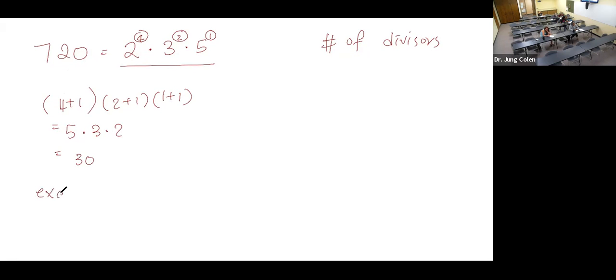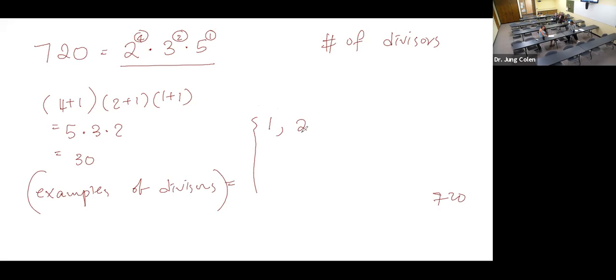Guys, give me some examples of the dividers. Some examples of dividers. So you mean like 1, 1 is a divider. 2. 720 is a divider. Yeah, so you can put any numbers here, between 0 and 4, between 0 and 2, between 0 and 1. Then that's going to be an example of a divisor.